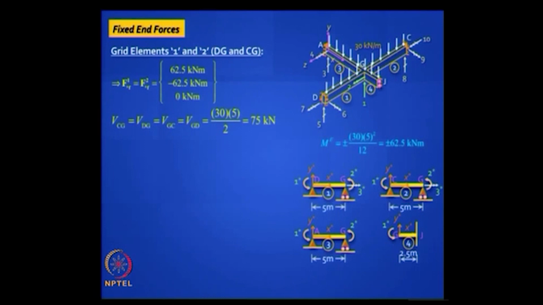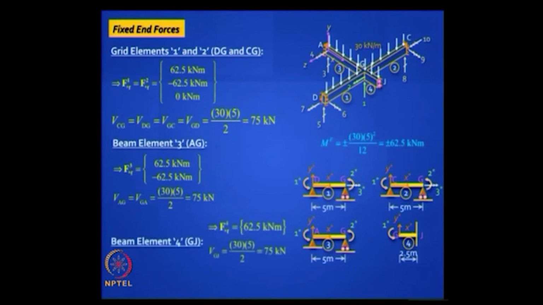So if you take the first two elements 1 and 2, it's plus 62.5, minus 62.5 and 0, right, anti-clockwise positive, clockwise negative, 0 because there is no twist, no torsion. And then you can also find the vertical reactions. Similarly for the third element, it has the same span, the same loading.